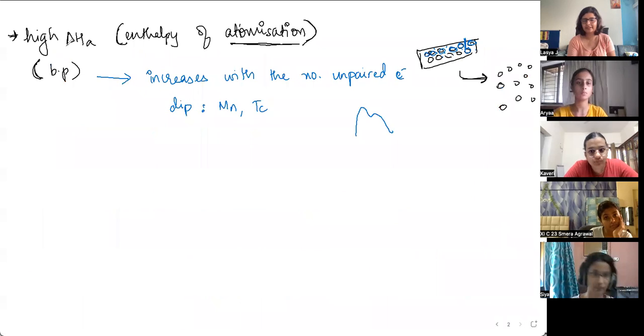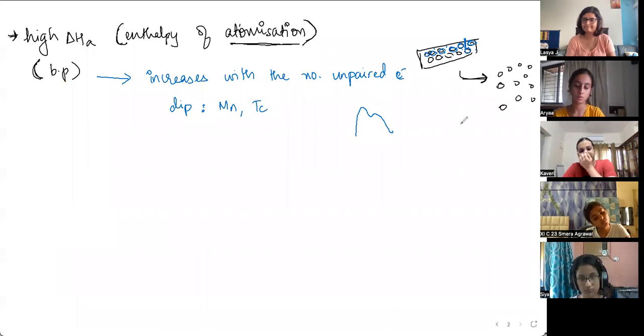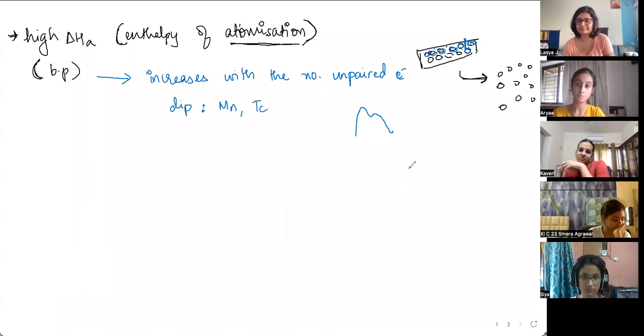So even though the property we're talking about is called enthalpy of atomization, if you look at the process behind it, it is very similar to what we had. In fact, it's the exact same as what we had with melting point. So the terminology that we use is just different. That's it.